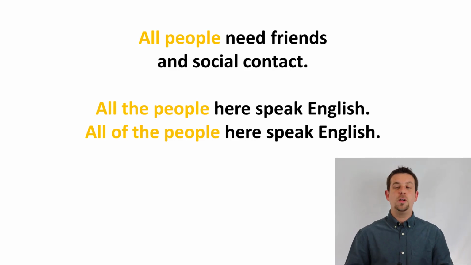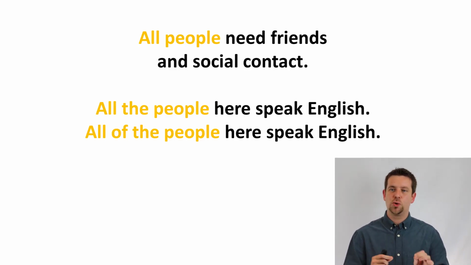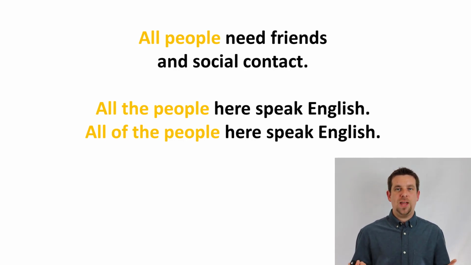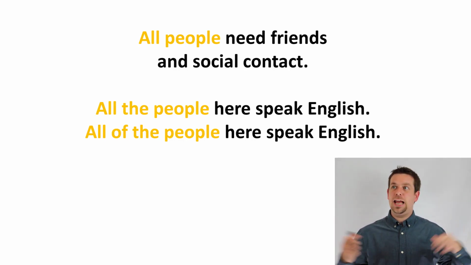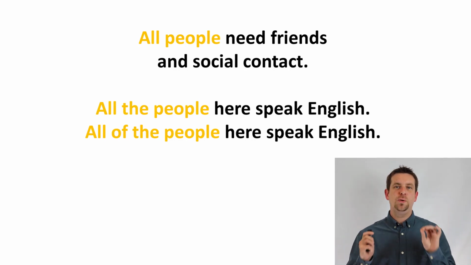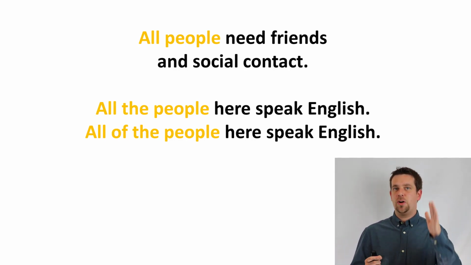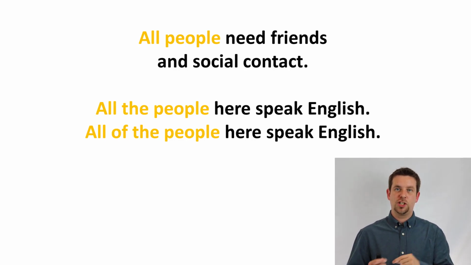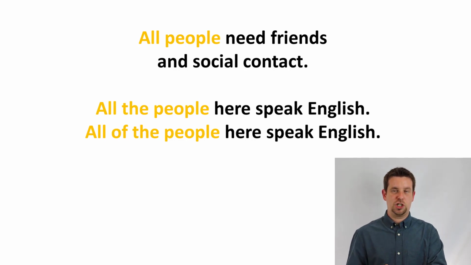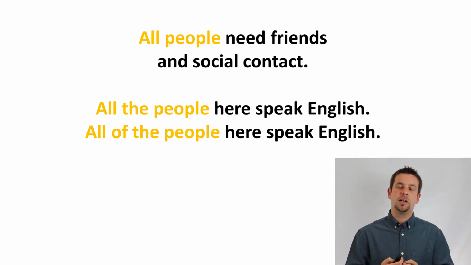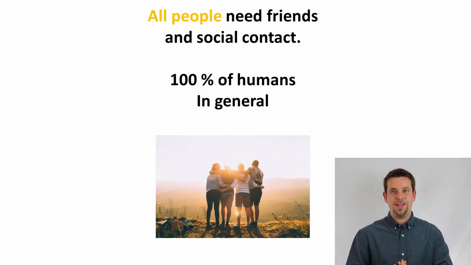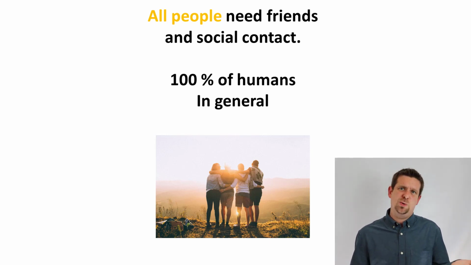But if we look here, for example, "all people need friends and social contact." That's true. Now I'm talking about all people on the planet, everybody. All people need friends and contact. But the moment we start saying "all the people here speak English," this is a specific group of people you can see or talk to, or "all of the people here speak English." Again, same idea, same meaning, but "all the" is just more common. "All people need friends and social contact." This is 100% of humans in general, right? I mean, you have to agree. All people need friends and social contact.